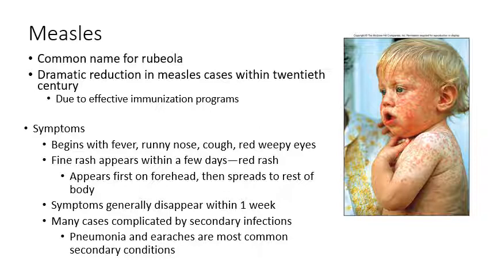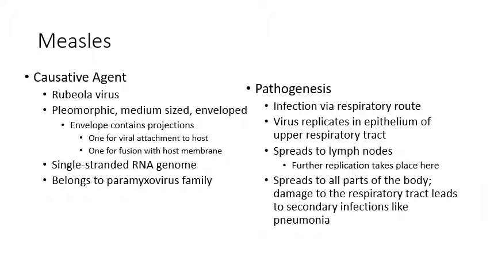communities. Symptoms look like basic kind of cold symptoms, so fever, runny nose, cough, and then we start to see the rash, so the actual skin symptoms that are associated with measles happen a few days later. So it usually starts on the forehead and then it spreads over the rest of the body, as you can see in this child here. All right, so the causative agent here is the rubeola virus. So he's a medium-sized enveloped virus, single-stranded RNA genome.